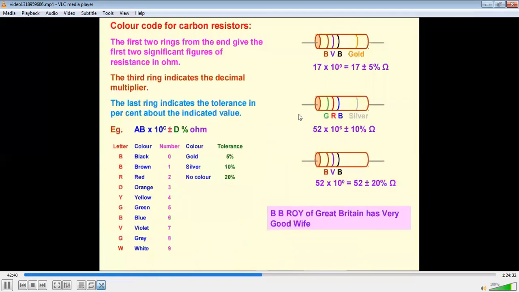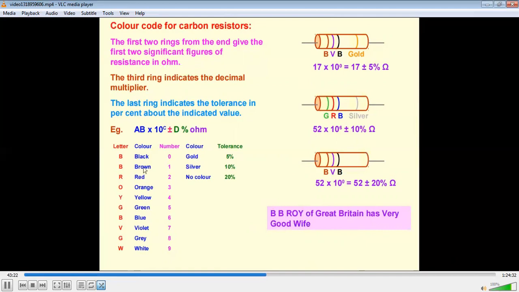Now, very important part, the color code of a carbon resistor. This is very important for you. The first two rings from the end give the first two significant figures of the resistance in ohm. That means there are three rings, and one of gold or silver on the other end. So the third ring indicates the decimal multiplier. You have to remember there are 3 rings. So third ring will indicate the decimal multiplier. The last ring indicates the tolerance percent about the indicated value. So for example, we can use these 3 types of metal to measure the color code.